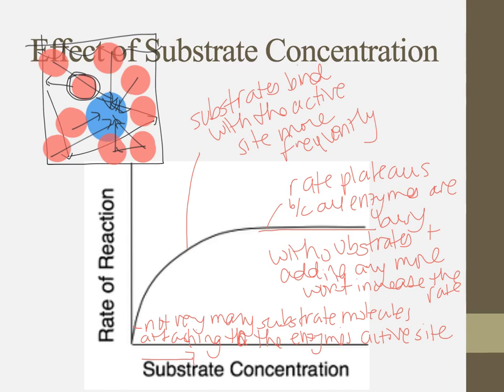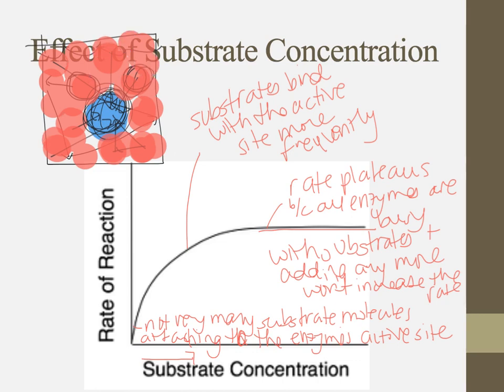Okay, so this enzyme can only handle one substrate at a time. So if it's busy, it doesn't matter how many more of these things I add, it can only catalyze one reaction at a time. So adding more and more isn't going to be helpful, and I'm going to see this rate plateau.